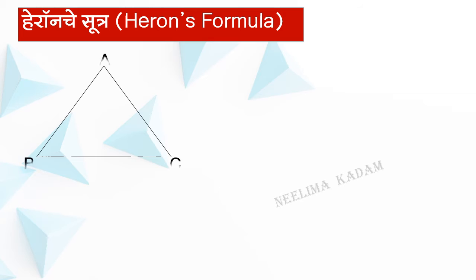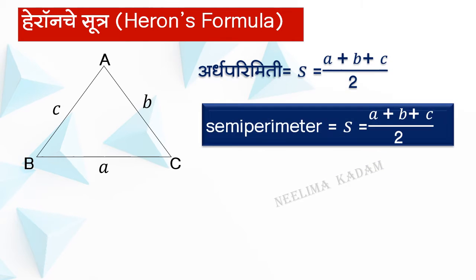So Heron's formula. This is a triangle ABC. Let BC equal to A, AC equal to B, and AB equal to C. So the semi-perimeter of this triangle will be S equal to A plus B plus C upon 2. And with the help of the three given sides, we can find the area of the triangle with Heron's formula.